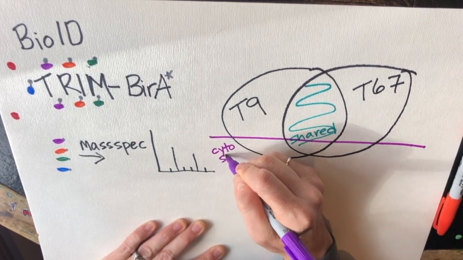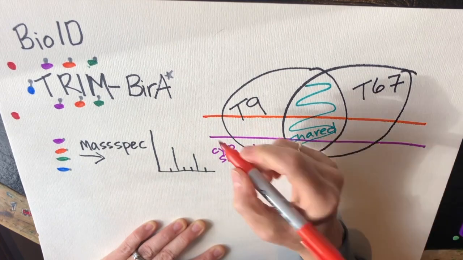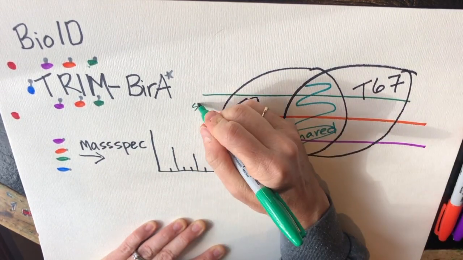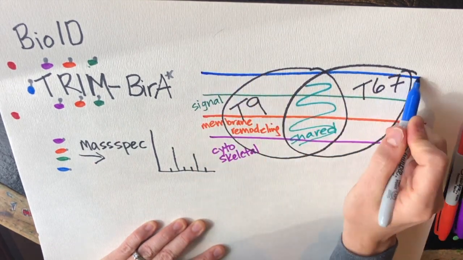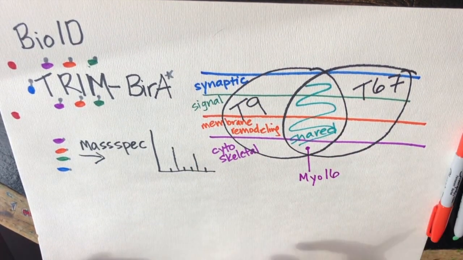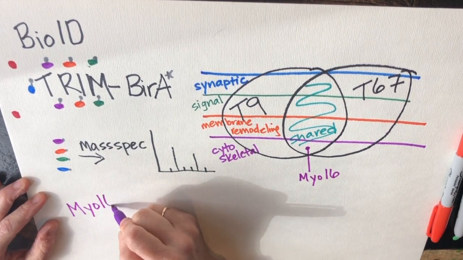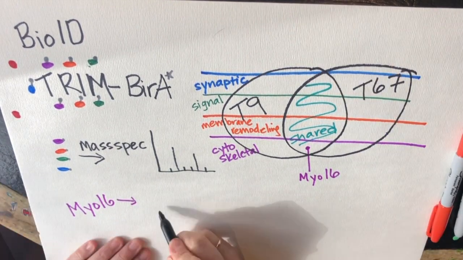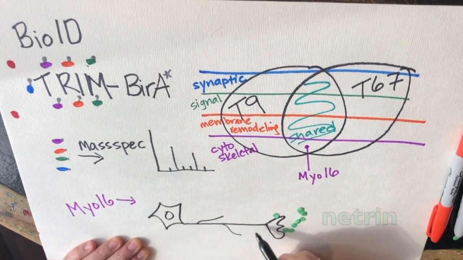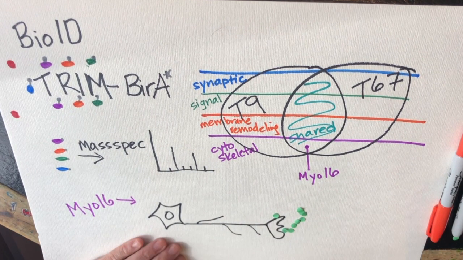This list includes cytoskeletal proteins and regulators, membrane remodeling proteins and regulators, components of numerous signaling pathways, and proteins that localize to pre- and postsynaptic regions. We validated one shared interacting partner, the unconventional myosin Myo16, and found that Myo16 was required for netrin-dependent increases in growth cone filopodia and axon branching.